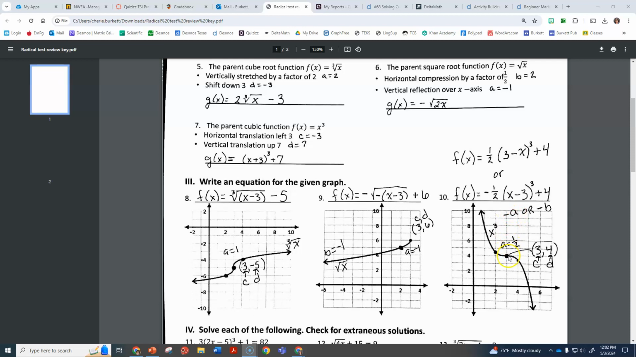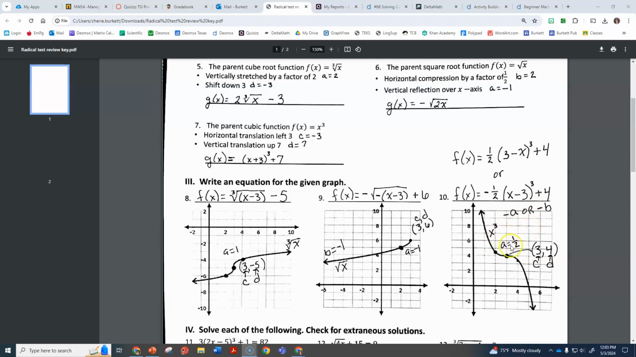Now, I can tell that this has been reflected, but I cannot tell if it was reflected horizontally, left to right, or if it was reflected vertically. So I don't know if it's a negative A or a negative B, which is why I wrote two different equations. Either one of those would give you the same graph. So it's either a negative A or a negative B.